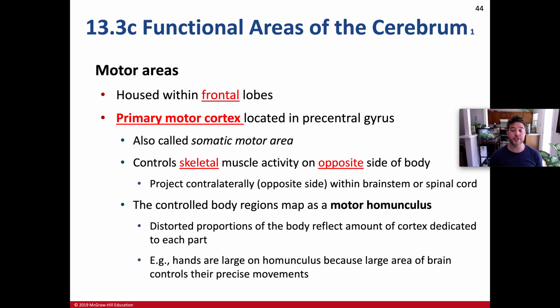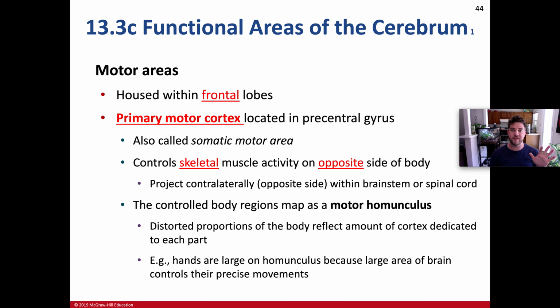As nerves run out through there, it's going to project across. The controlled body regions map is a motor homunculus. A homunculus is just a representation of how much cortex is dedicated to a certain body part. So for instance, our hands, things that require a lot of fine movement, require more nerves, and so they're going to have more cortex space dedicated to them versus things that require just large, clunky kind of movements.